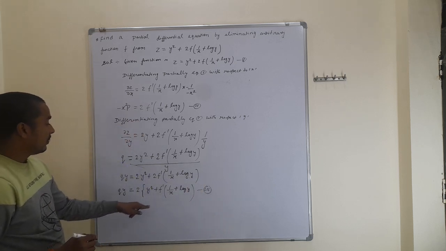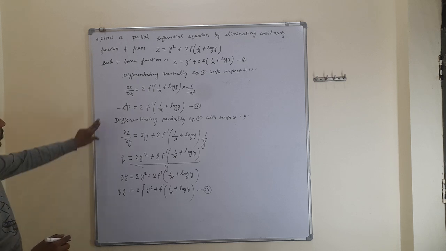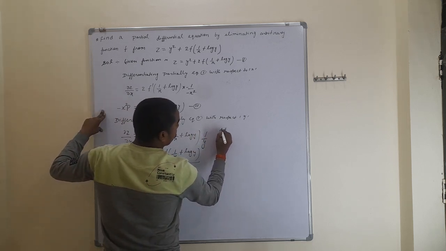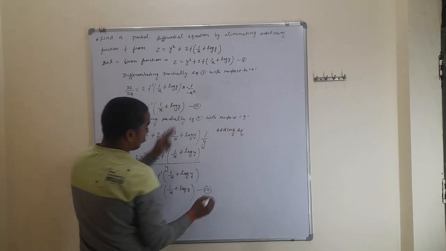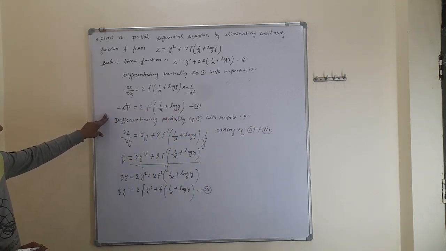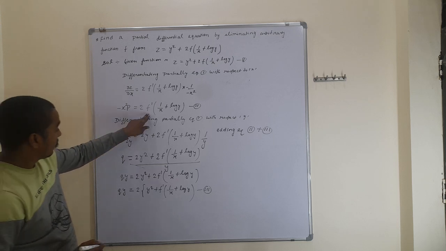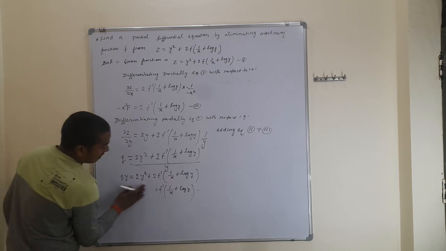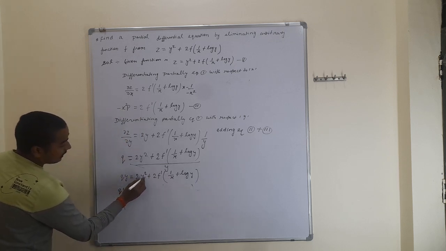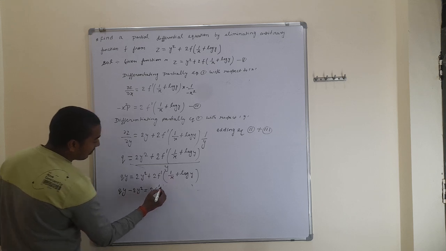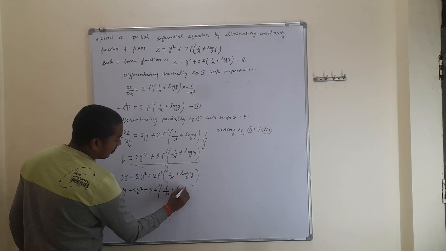We have to eliminate the arbitrary function. Using equation 3 once again, taking 2y² to the left hand side, we get qy minus 2y² = 2f'(1/x + log y). This is equation 3.